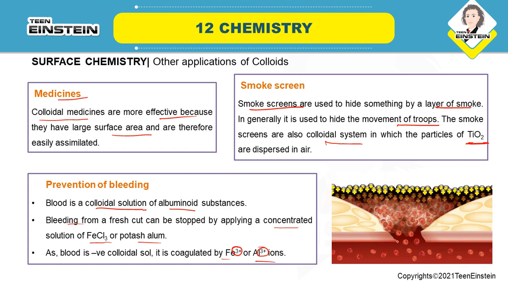So here we have a fresh cut where these are the red blood cells. Now this is negatively charged, and when we add these Fe3+ or aluminium 3+, all of which are positively charged, there will be coagulation, and as a result the blood which is present in liquid form inside the vein or any other capillary type of tube cannot come outside. In this way blood clotting will occur and bleeding will be stopped.